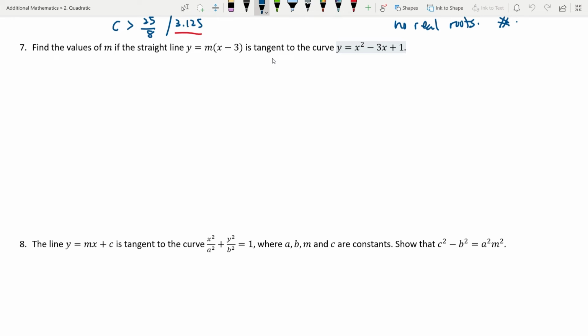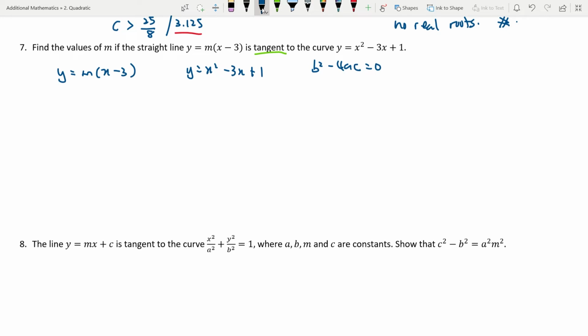Question 7. Find the values of m if the straight line y = m(x - 3) is tangent to the curve y = x² - 3x + 1. We have a straight line y = m(x - 3) and a curve y = x² - 3x + 1. And the word tangent implies that b² - 4ac = 0.